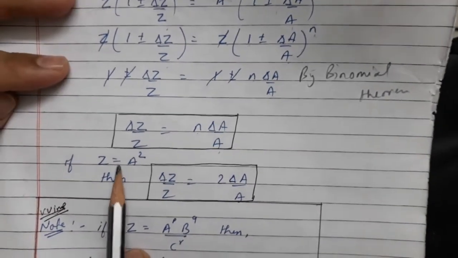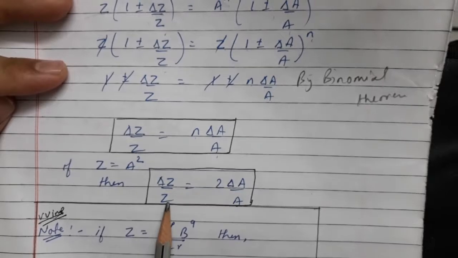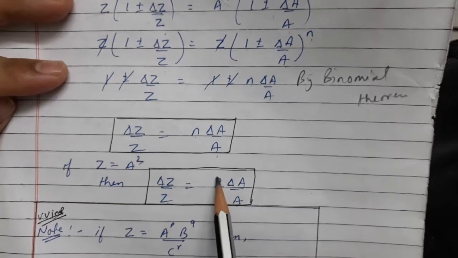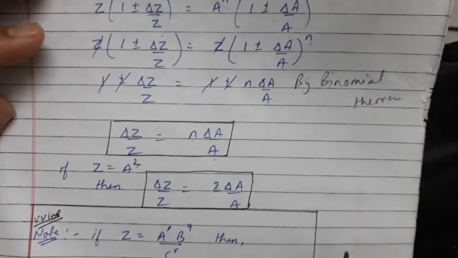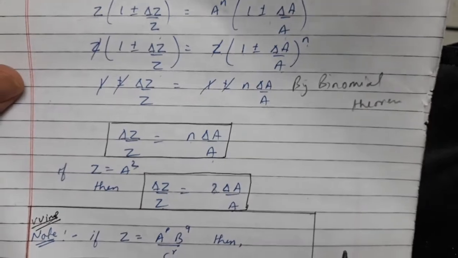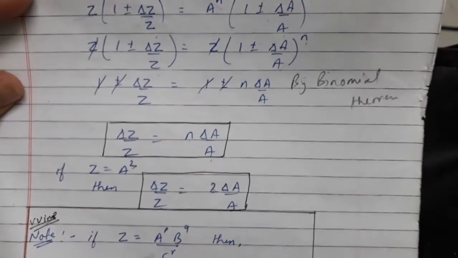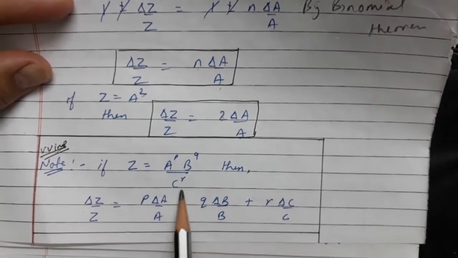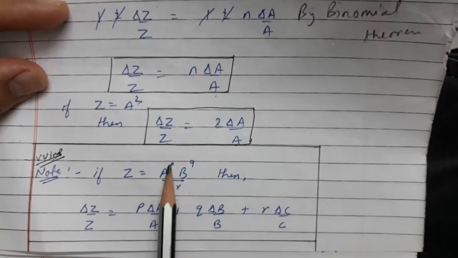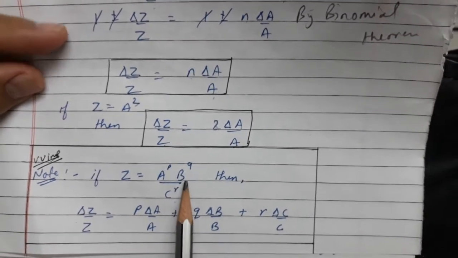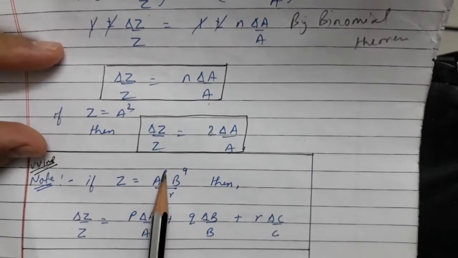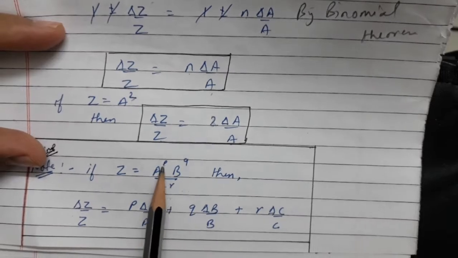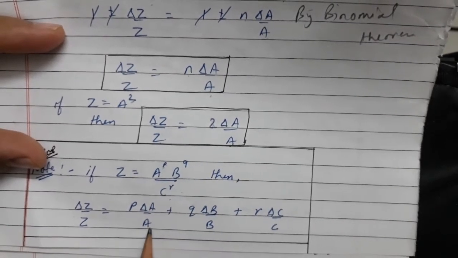For example, if z is equal to a square, then del z upon z can be written as 2 into del a upon a. If it is a to the power 3, then here it will be multiplied by 3. So this way we can find the absolute or relative error of given quantities. Now note, if z is equal to a to the power p, b to the power q upon c to the power r, here whatever may be the power of the physical quantity, we have to just multiply it to the relative error of the physical quantity. For example, a to the power p can be written as p into del a upon a.